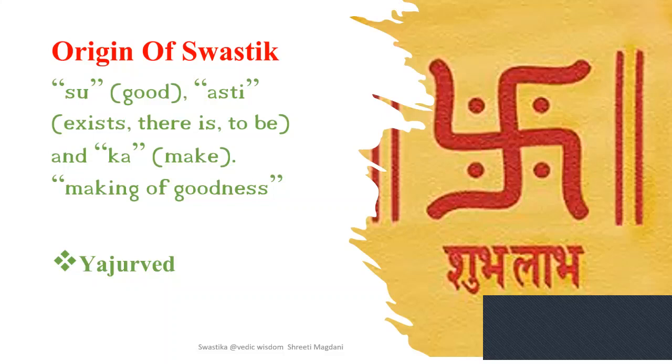The word swastik in Sanskrit is divided into su, meaning good, asti, which means exists. There is asti, meaning existence, and ka, which makes. So it's good existence and making, bringing it down to the making of goodness, a symbol of goodness, a symbol that creates prosperity, a symbol that brings on all the positive vibrations. Swastik.